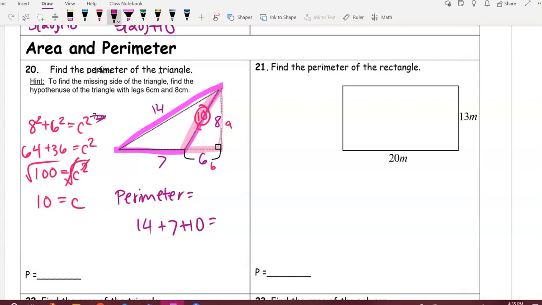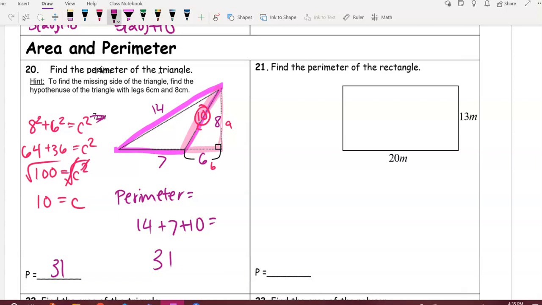14, 24, 31, right? Let's double check because for some reason I skipped this problem. Perfect, 31. So the perimeter is 31. All right, moving on to the next one.